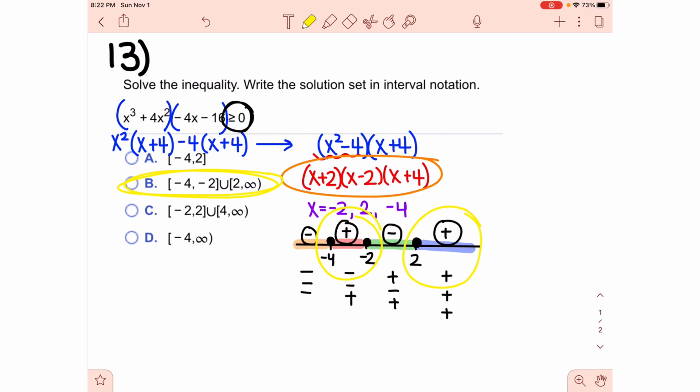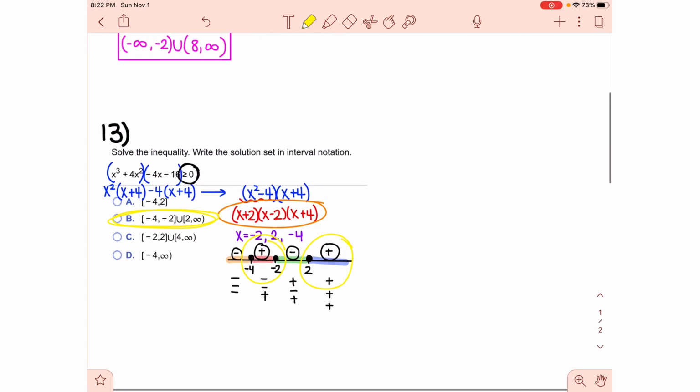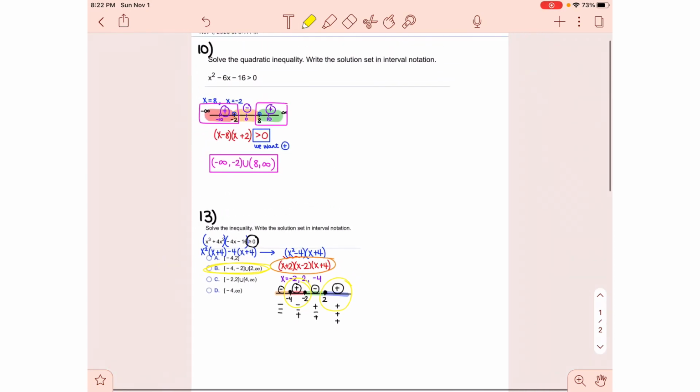All right, so hopefully that makes a little bit more sense and is helpful to look back at. But as always, practice is going to be key for this.